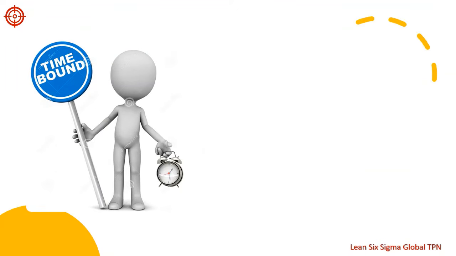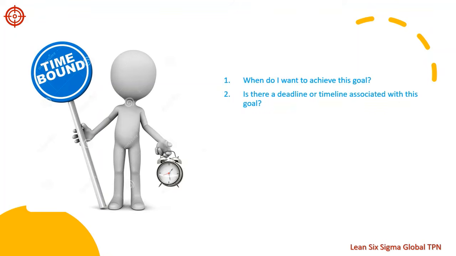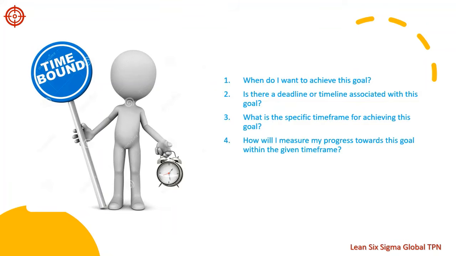Okay, and the important one is the goal should be time bound. To know if a goal is time bound, you can ask yourself the following questions. When do I want to achieve this goal? Is there a deadline or timeline associated with this goal? What is a specific time frame for achieving this goal? How will I measure my progress towards this goal within the given time frame? And have I broken down this goal into smaller time-bound steps? If you can answer these questions with a clear time frame in mind, then your goal is likely time-bound.